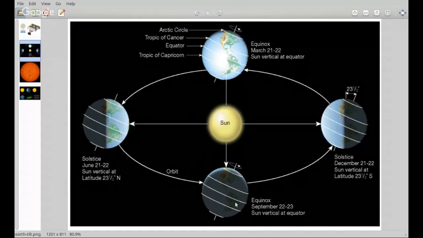You know, here's our equator. Here's our axis line.